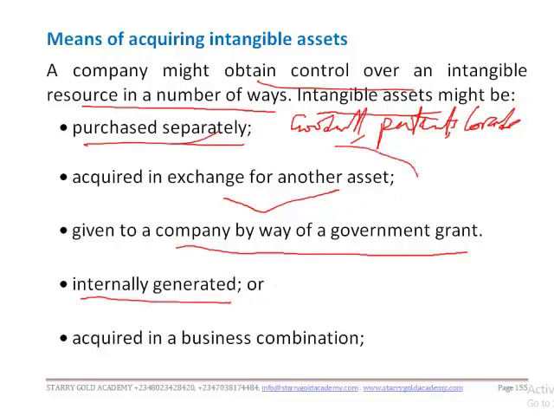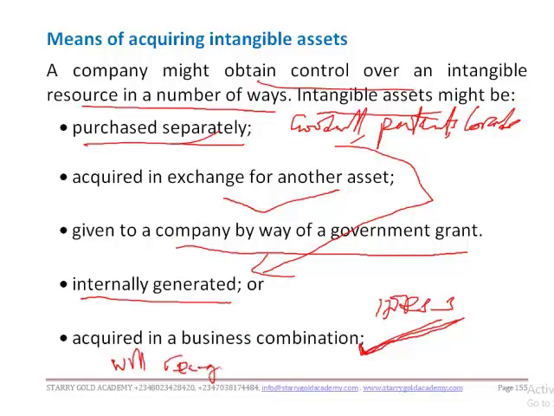Goodwill can be generated internally, and also it can be acquired in a business combination. Mind you, it is only goodwill acquired in a business combination that is recognized under IFRS 3. So any internally developed or internally generated goodwill should not be recognized. Are we there?